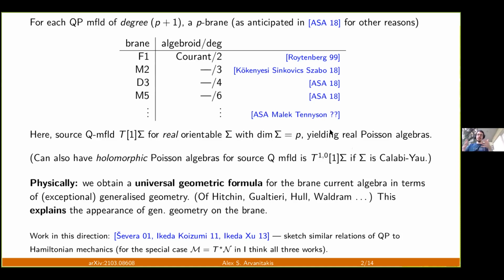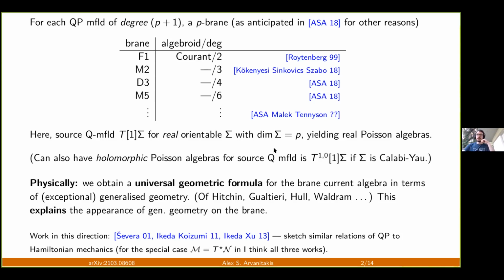So this is very nice. Physically, what this does for us is it explains the various disparate observations in the literature where you calculated Poisson brackets of brane currents, and then you found nice geometric expressions in terms of target space geometry, in fact generalized geometry. For strings, you get Hitchin-Gualtieri classical generalized geometry, whereas for higher branes, you get what's known as exceptional generalized geometry. Exceptional is not a special case, it's a generalization. It's to do with the relationship between the exceptional Lie groups and supergravity.